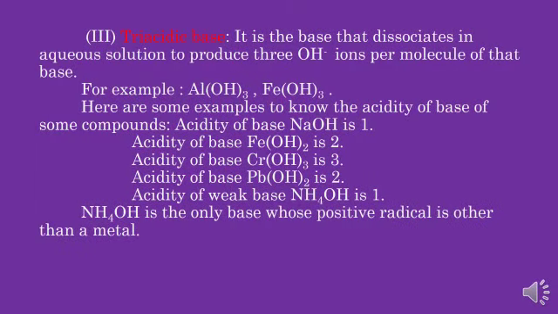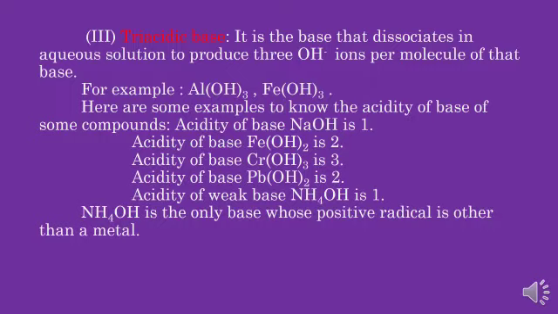Now, triacidic base. What is triacidic base? It is the base that dissociates in aqueous solution to produce 3 hydroxyl ions per molecule of that particular base. For example, aluminium hydroxide and ferric hydroxide.